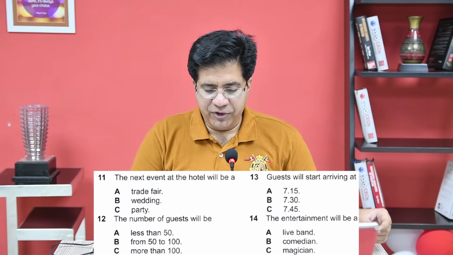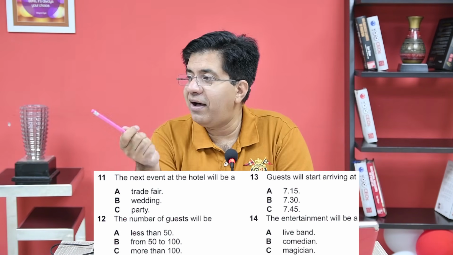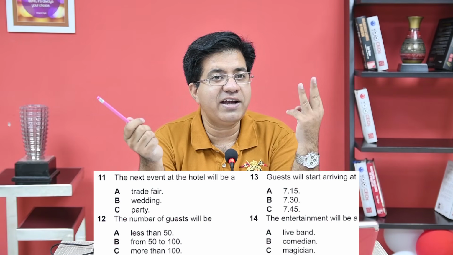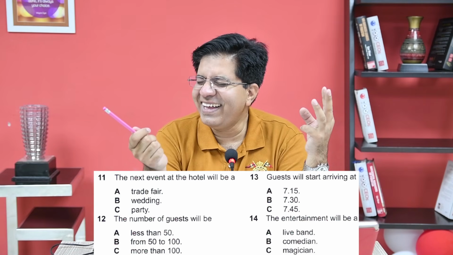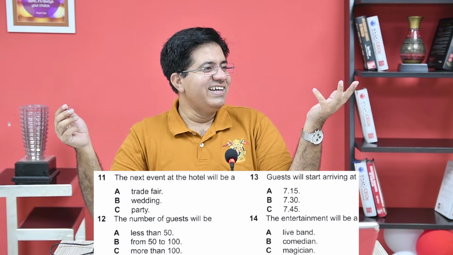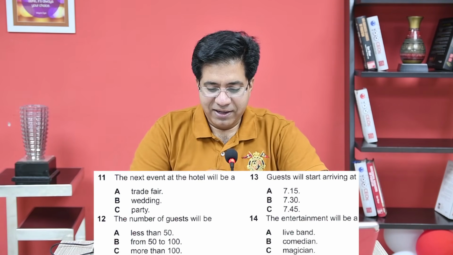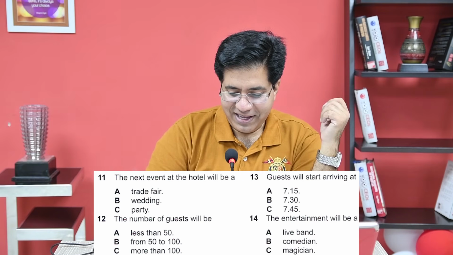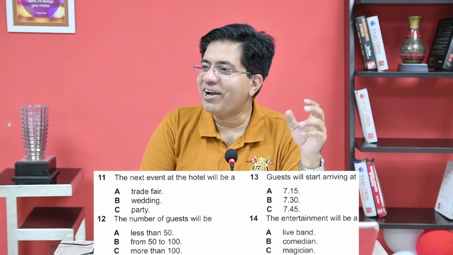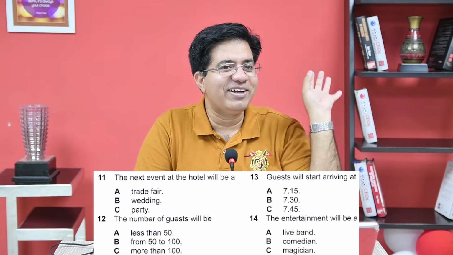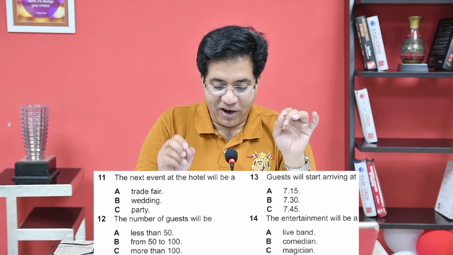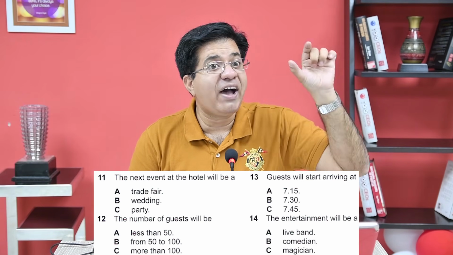Now, question number 14. Entertainment will be A. Again, very interesting. There are 3 entertainments. 2 bande mukkar gaye, 1 reh gaya. That will be the right answer. The magician was supposed to come first, but his wedding anniversary came up. Then the comedian was supposed to come, but he got engaged elsewhere. Okay? And now the live band will come. Whatever, right? So we got to see entertainment will be the final entertainment.